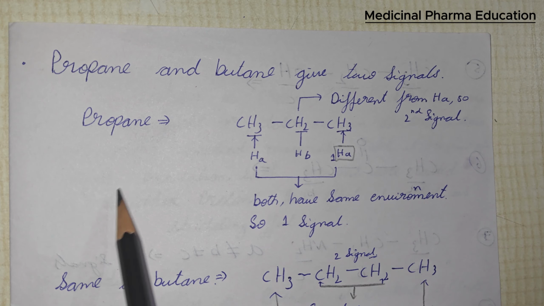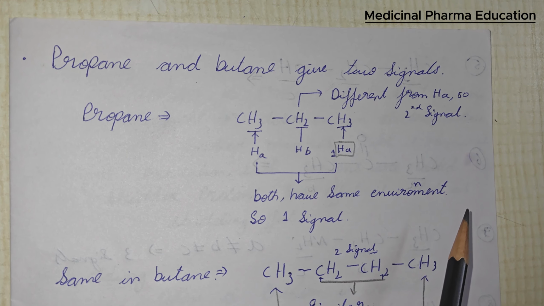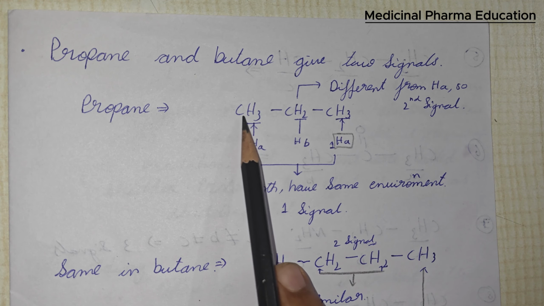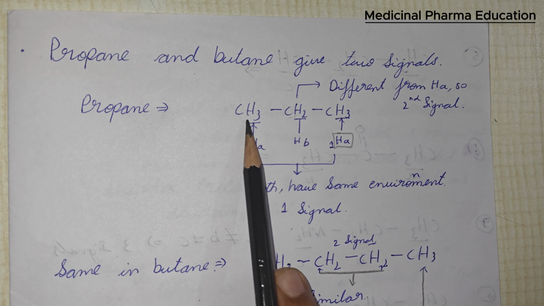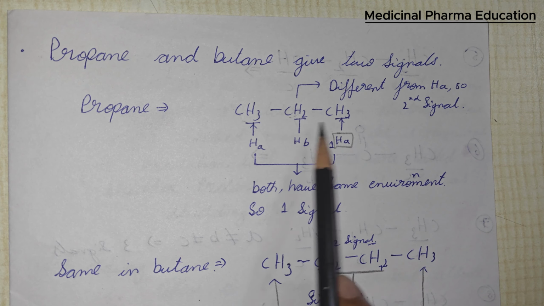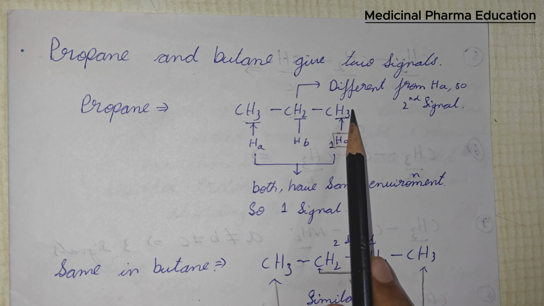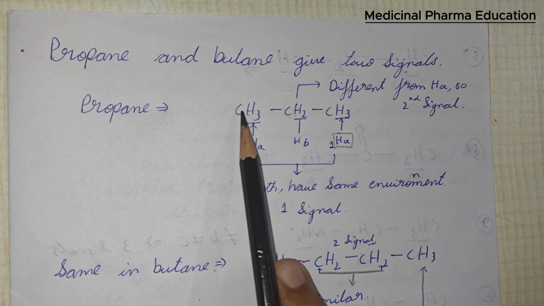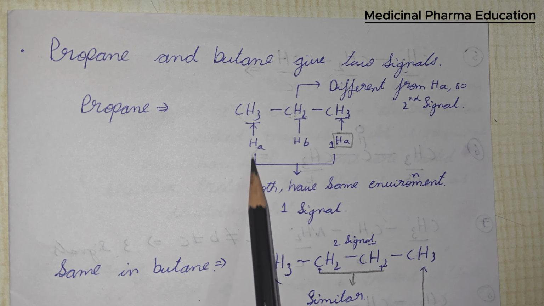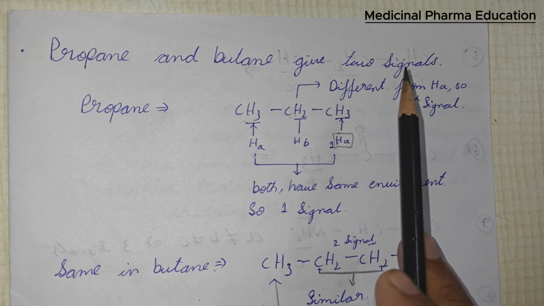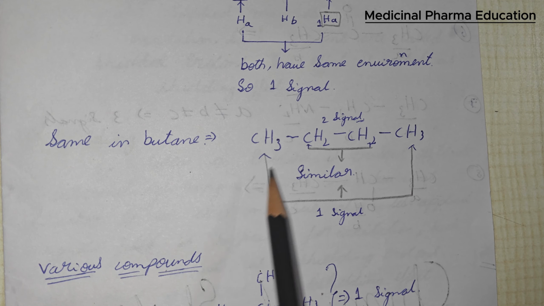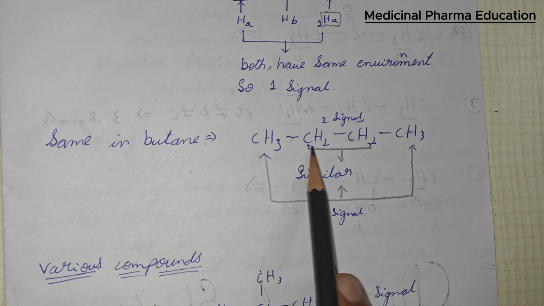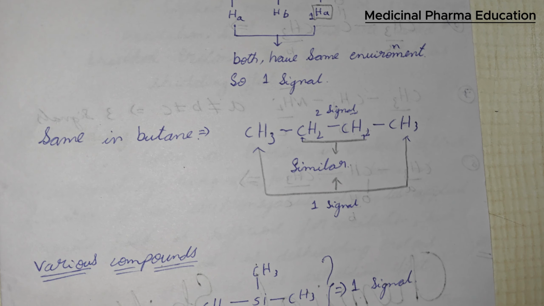Overall, see, propane and butane give 2 signals. How? See, propane, CH3, the neighboring atom is C. This CH2, the neighboring atoms are 2 atoms, and this is different. We can see these 2 CH3 are similar because each carbon is attached with 3 hydrogens. Beside CH3 is CH2, beside the other CH3 is also CH2. So these two are similar and produce one signal, and this one is different and produces one signal, so in total 2 signals. Here also, same in butane. Here these two are similar and these two are similar, so 2 NMR signals.